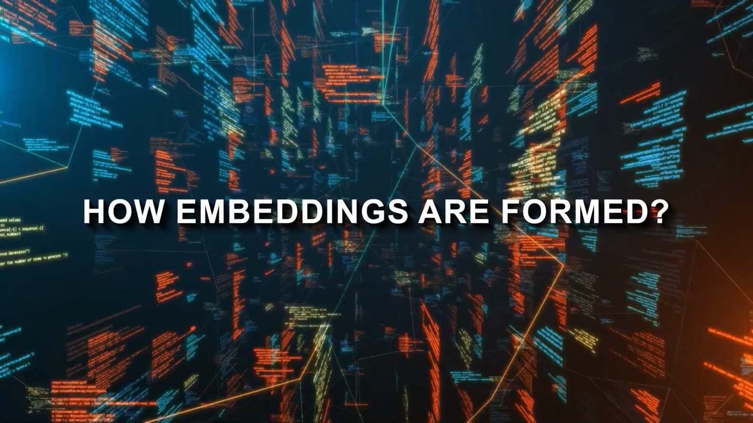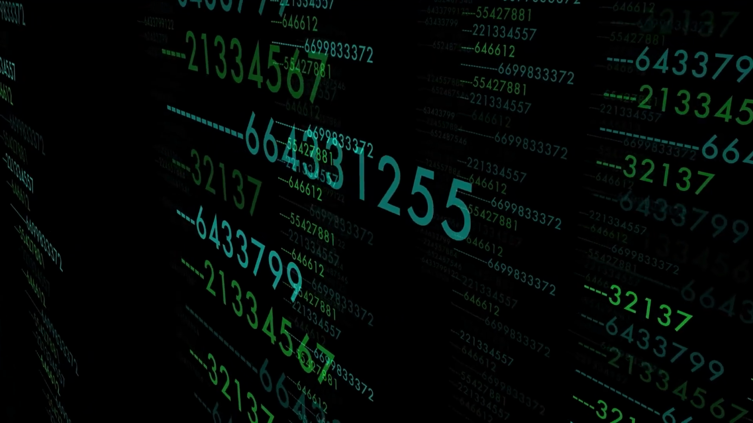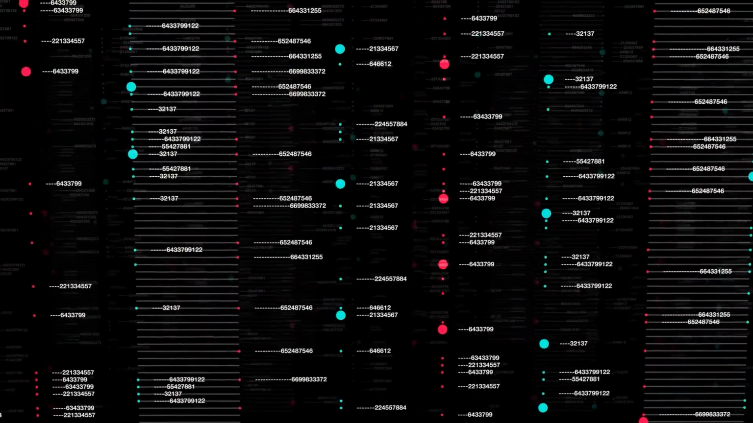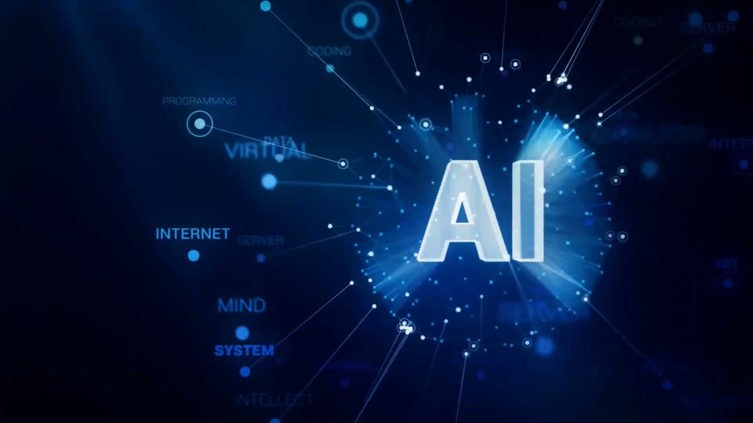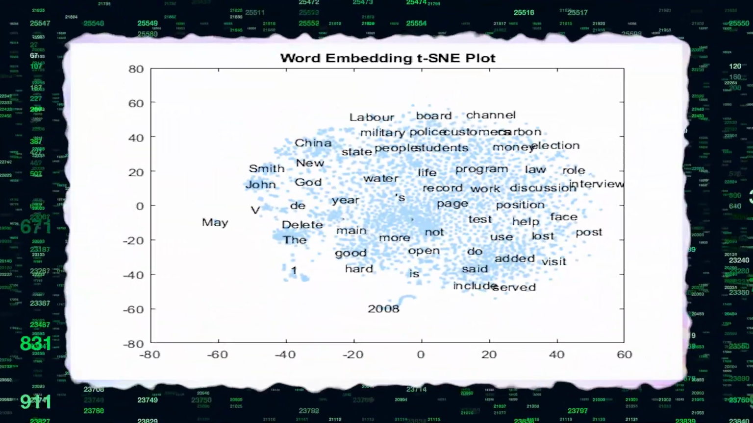How embeddings are formed. Now, how are these embeddings created? Initially, the vectors start off as random numbers. In the beginning, these vectors don't have much meaning. They're just numbers tossed together. But as the AI trains, the vectors begin to adjust based on how words are used in context.